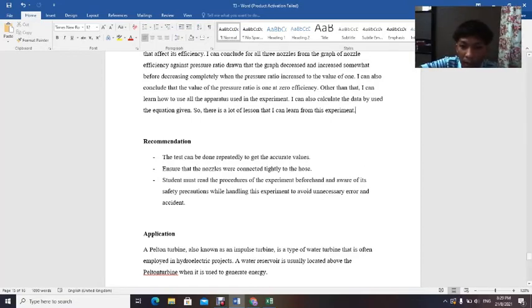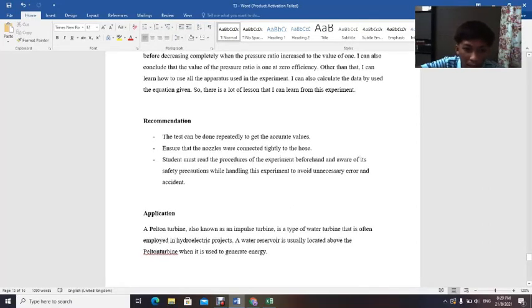And for the application, a Pelton turbine, also known as impulse turbine, is a type of water turbine that is often employed in the hydroelectric projects. A water reservoir is usually located above the Pelton turbine when it used to generate energy.